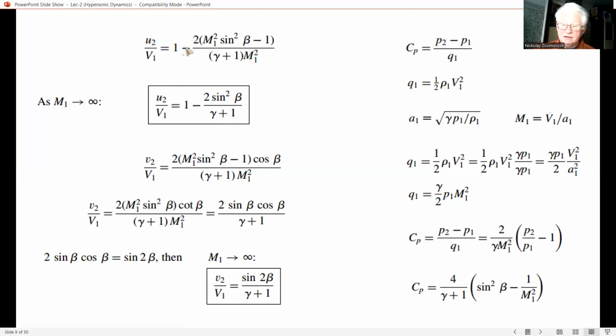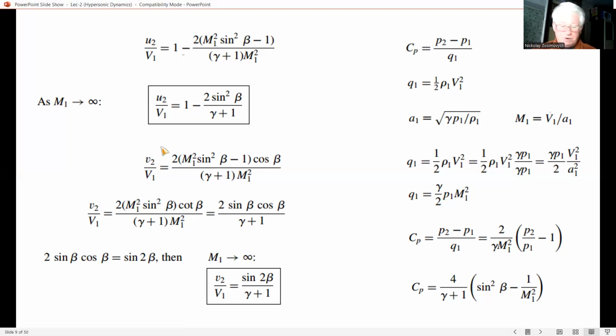With this in mind, we may write the next expression. u2 over V1 equals 1 minus, in the numerator, 2 times the bracket M1 squared sine squared beta minus 1. In the denominator, we have two components, gamma plus 1 times M1 squared. In the case when M1 goes to infinity, we get this simple expression: u2 over V1 equals 1 minus 2 sine squared beta over gamma plus 1.